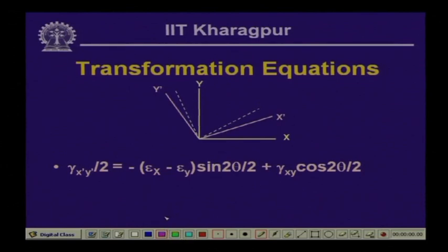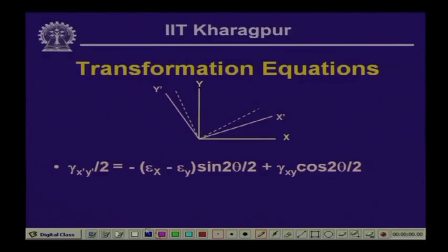Now, let us evaluate the value of the shearing strain with reference to x dashed y dashed axis. As we know, shearing strain is the angle which is changed from its original 90 degree position. If we have two reference axes which are at 90 degree with each other, the shearing strain causes the change in this 90 degree angle.